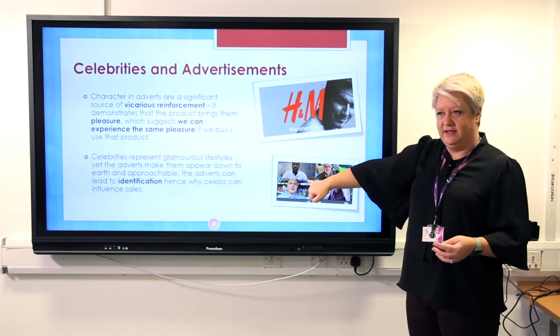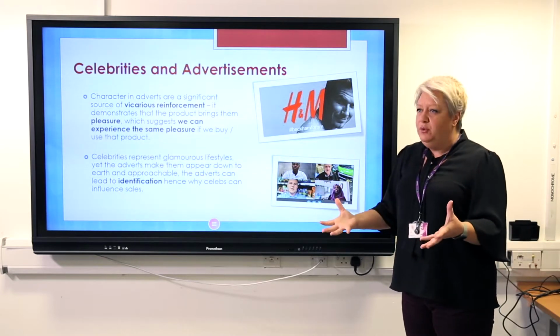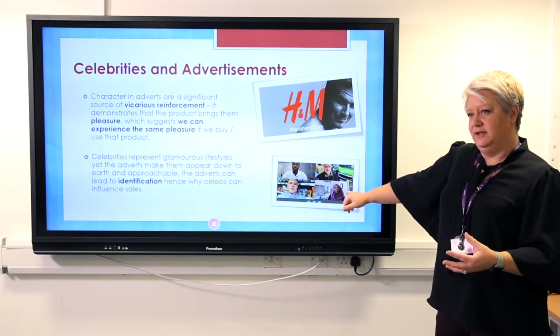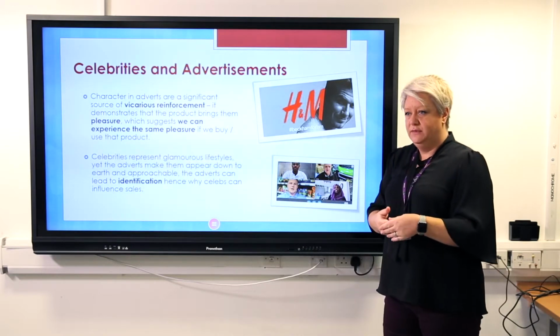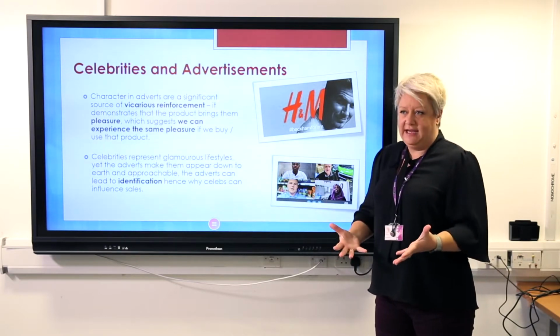Marcus Rashford, for example, who we all know as a fantastic footballer, was in the Co-op advert. The one benefit of Marcus being in the Co-op advert was that we saw him make a mistake. It made him human. That's why we like to interact with celebrities, and that's why they use them so much within advertising. Celebrities all have a glamorous lifestyle, and we want to replicate that.